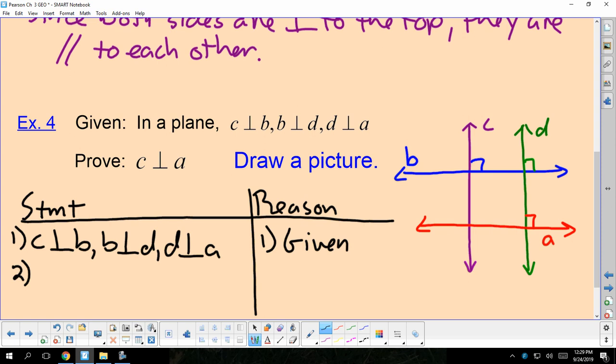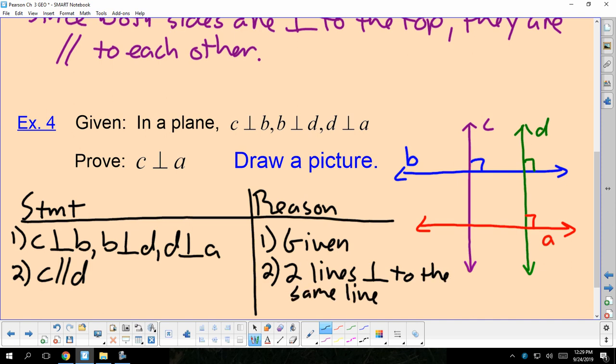The next thing I'm going to show is that C is parallel to D. So C and D are parallel, obviously, right? How do I know that? Two lines perpendicular to the same line are parallel.